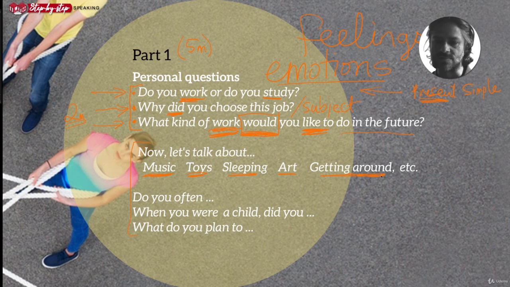Getting around in this case means, you know, how do you travel from your home to your university or to your job, and things like that. And it can be all sorts of things. These are just a few of the many different things that can come up in part 1, personal questions. And here we've got, again, the grammar we need to look out for.